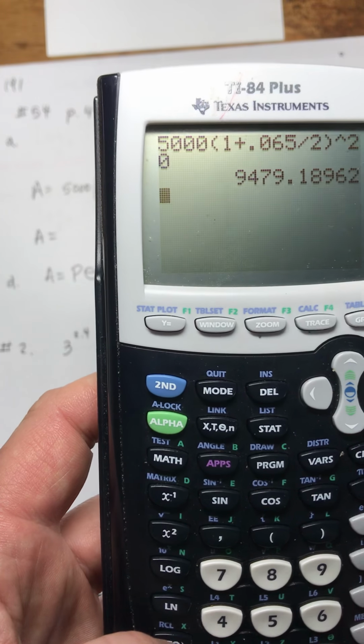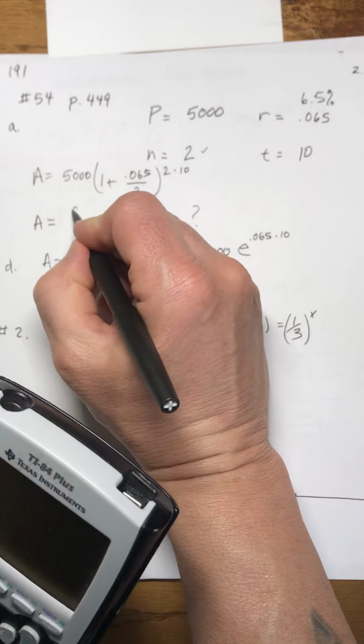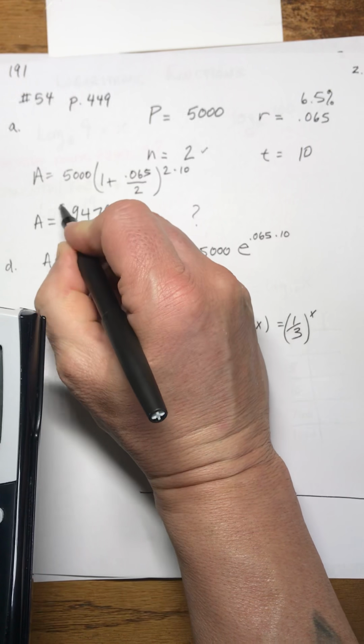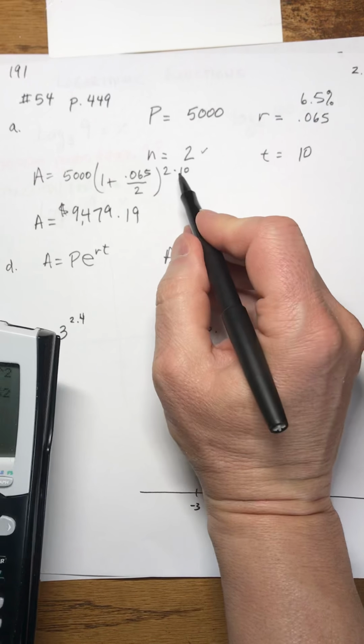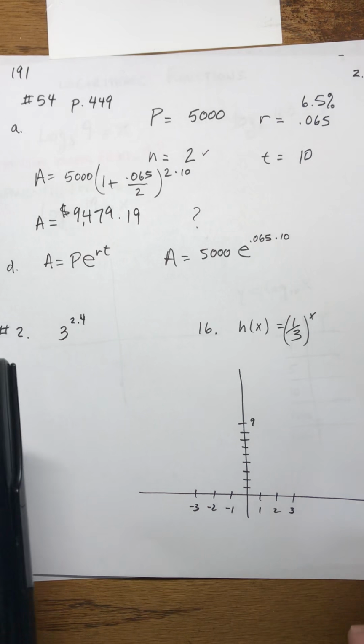And if I hit enter, there's our answer, 9479. So this would be 9479 and some change, about 19 cents worth of change. Your $5,000 after 10 years at this interest rate would then become about $9,500.